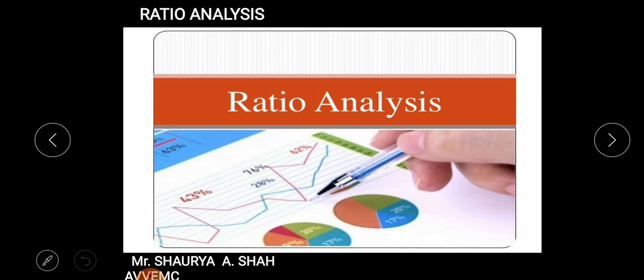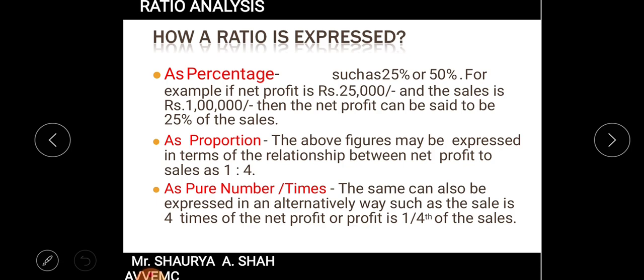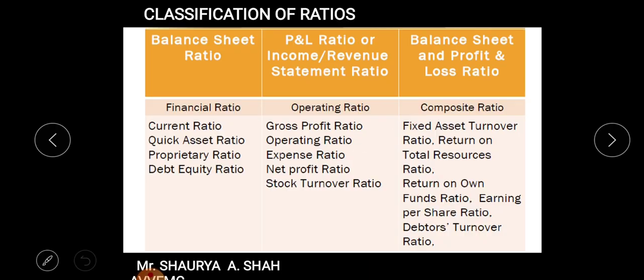Fine. But before going on further, a brief revision of what we had done in the last lecture. We had seen the meaning of ratio analysis and how a ratio is expressed. Then we had seen the various classifications of ratios. Liquidity ratio we did in the last lecture. Then we had done profitability ratio also. Today we will be doing the activity ratio and capital structure, that is leverage ratio, also known as proprietary ratio.